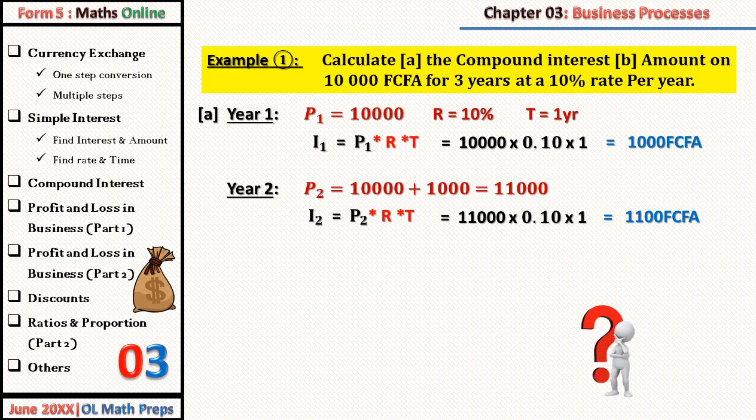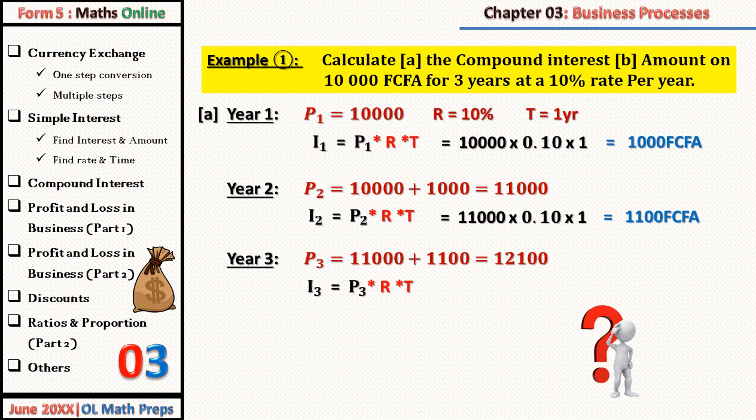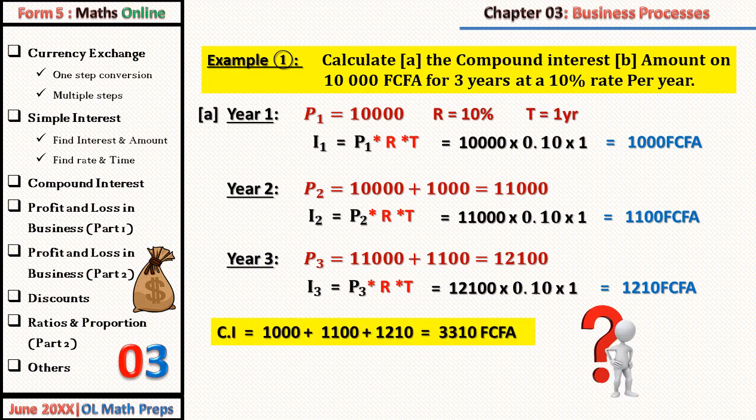1,100 francs. The third year, since they said for 3 years, at the beginning of the third year, the principal is the principal of year 2 plus the interest of year 2, and that gives us 12,100 francs. And therefore, at the end of year 3, the interest I3 will be equal to P3 times rate times time, giving us a value of 12,010 francs. Therefore, our compound interest for these 3 years will be equal to the interest of year 1 plus the interest of year 2 plus the interest of year 3, which is equal to 3,310 francs FCFA.